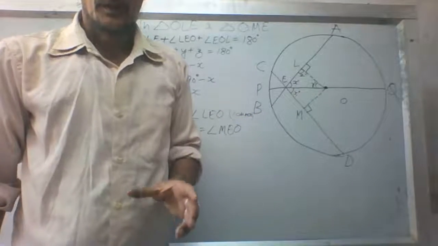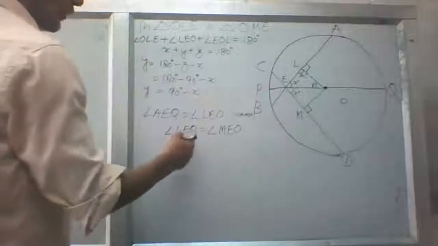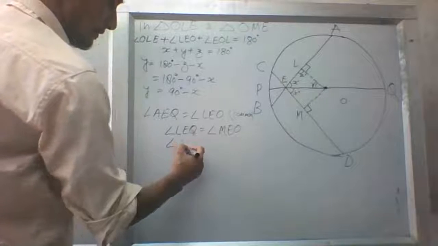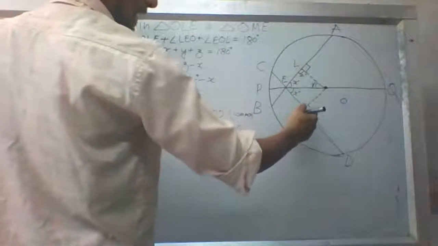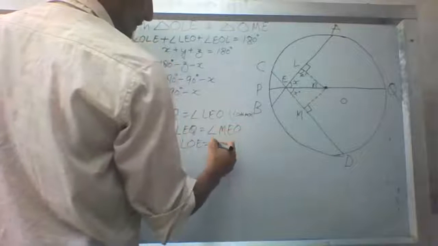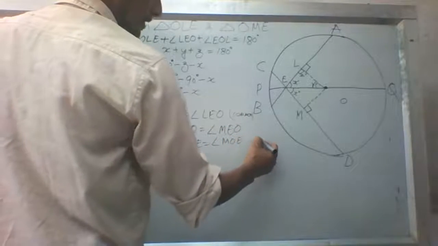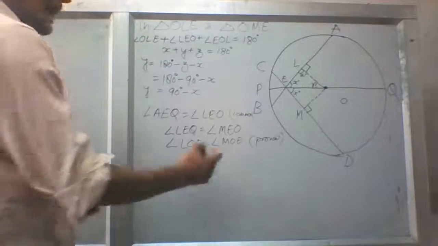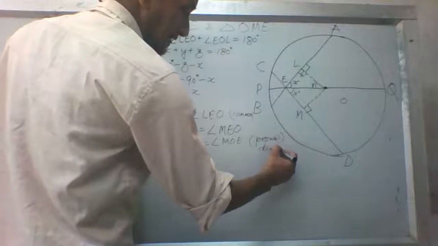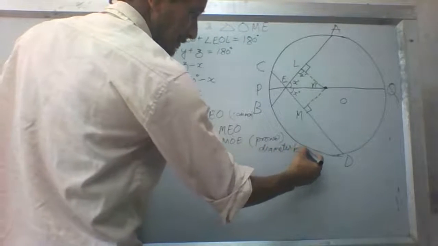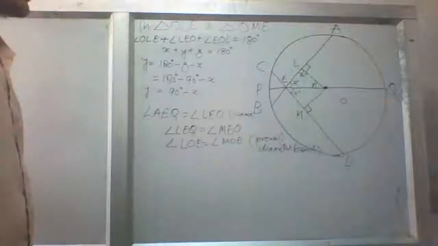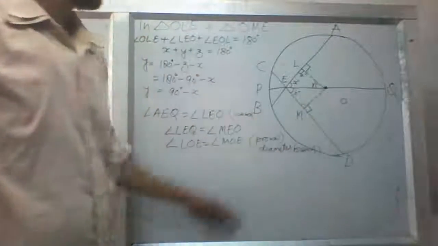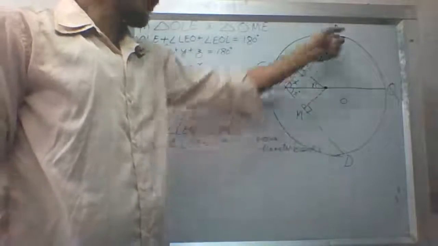If this is so, then angle LOE is equal to angle MOE. Proved, because the diameter bisects. In the triangle, this is 90 degree and this is 90 degree. But not yet. This is not yet the proof that both the chords are equal.